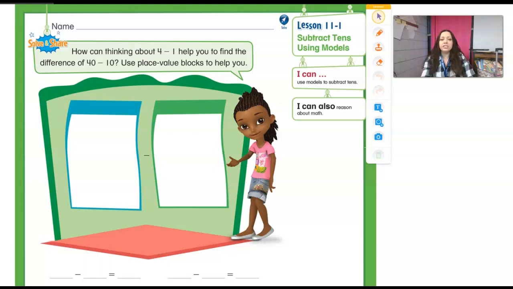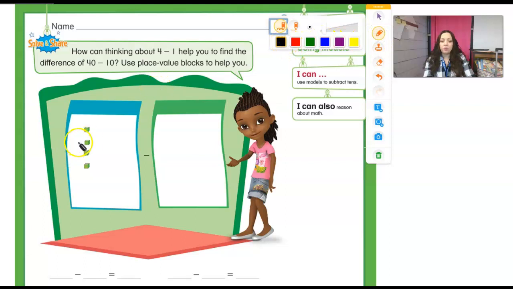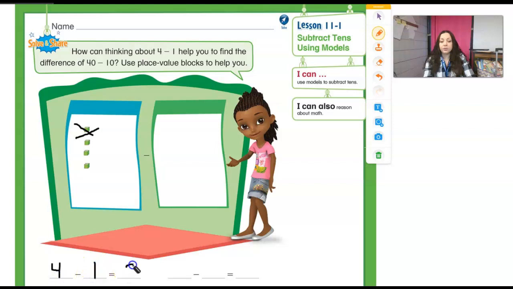And our question today says, how can thinking about 4 take away 1 help you find the difference between 40 take away 10? So first, let's on this side build 4 take away 1. I'm going to use some blocks to do it. So I have my ones, because remember these are just 1 blocks, and I need to build 4. So 1, 2, 3, 4. And then I'm going to take away 1, so it's going away. So what am I left with? 3. And you guys might just know that 4 take away 1 equals 3.